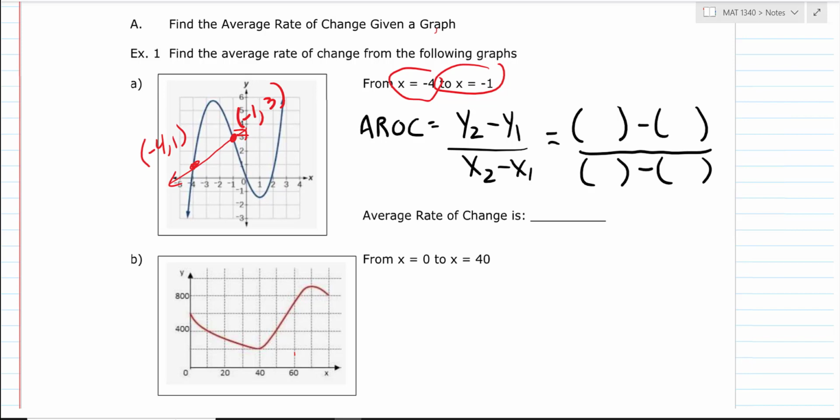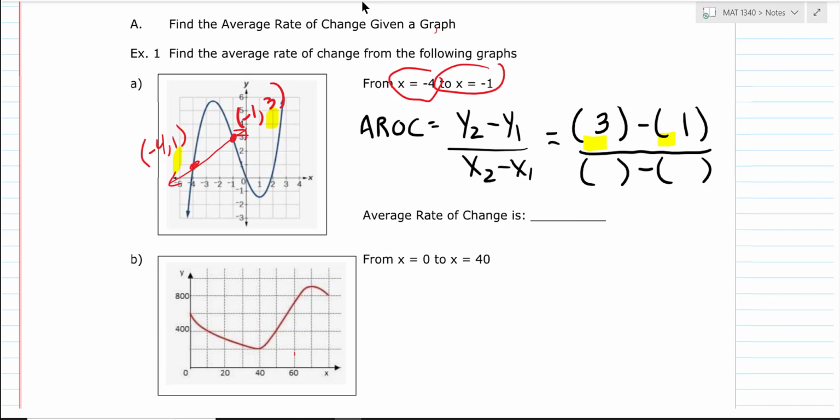Now, you do the y values in the order you want. The y values are the 3 and the 1. I'm going to choose to go 3 minus 1. The change in y is 2. That's how far 1 and 3 are apart.